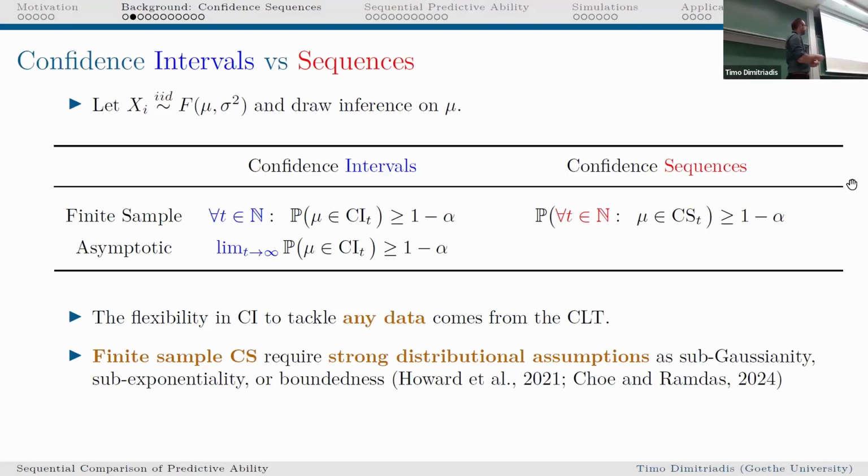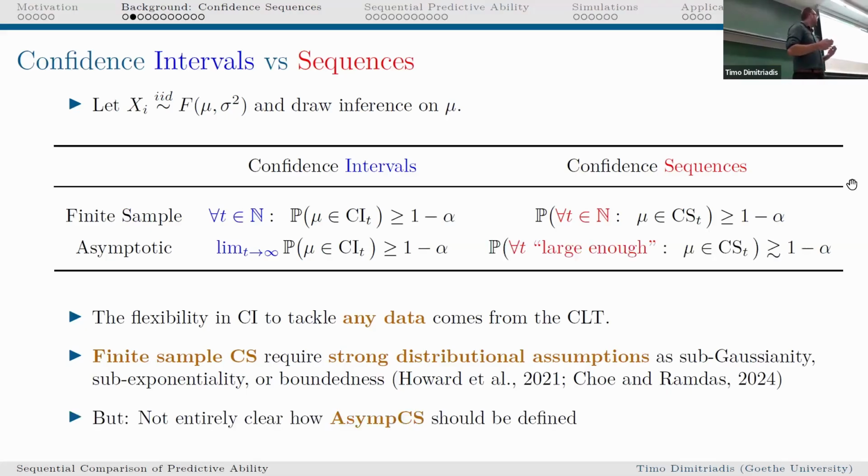But now what we would like to do is make that big jump from finite sample to asymptotic validity, which allows us to rely on the CLT. We would like to do that with the confidence sequences as well. And that's what this Waudby-Smith et al. paper did.